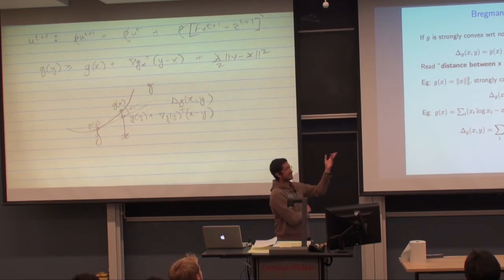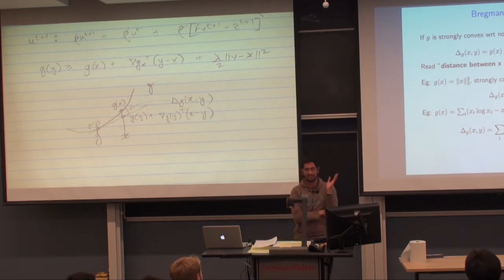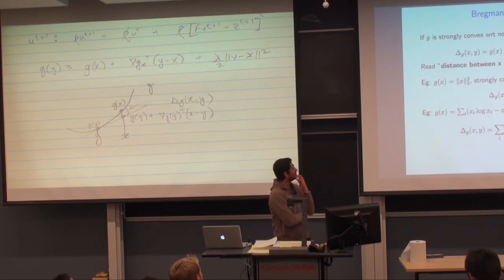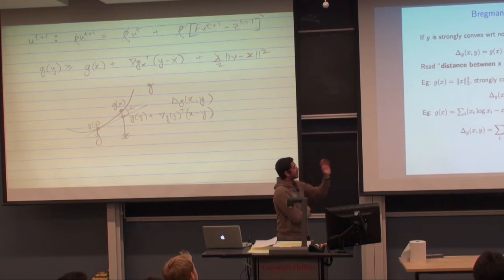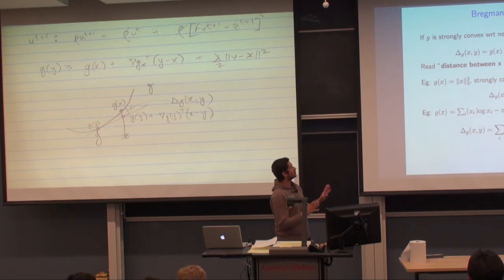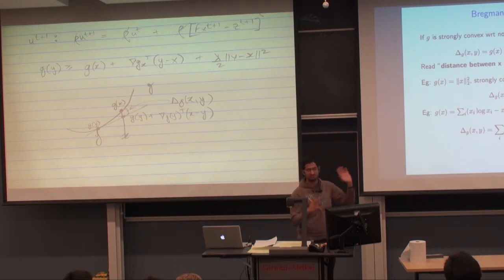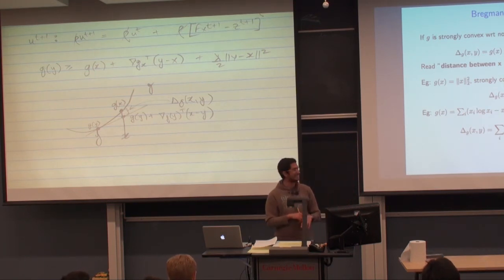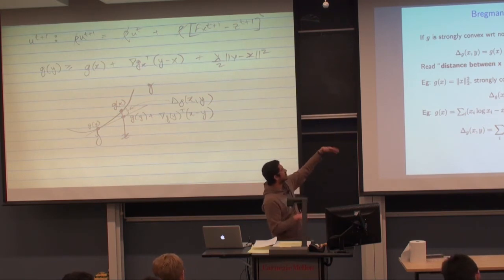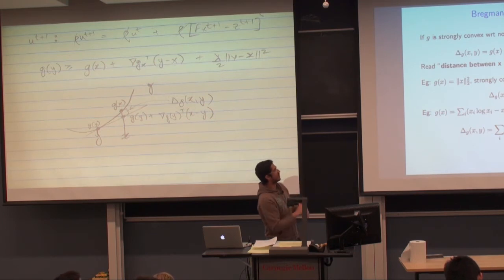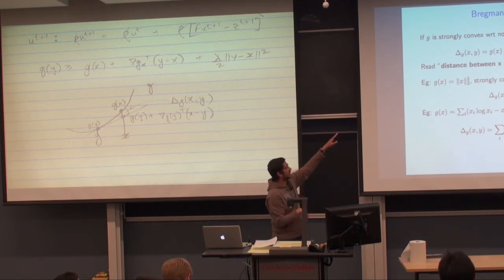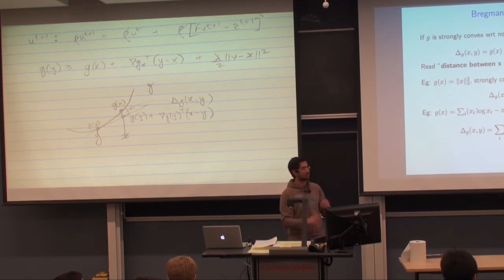If G of x is just the 2 norm of x squared, which is strongly convex with respect to the 2 norm, then your delta G of x and y just reduces to x minus y 2 norm squared. If I chose my function like that, it's easy to substitute: x squared minus y squared plus 2y transpose times x minus y. If you substitute that, you'd just get x minus y the whole squared.